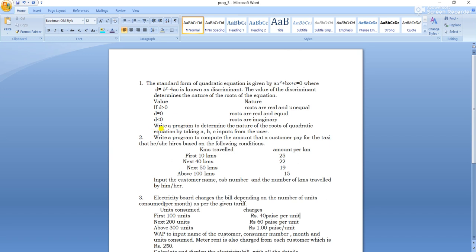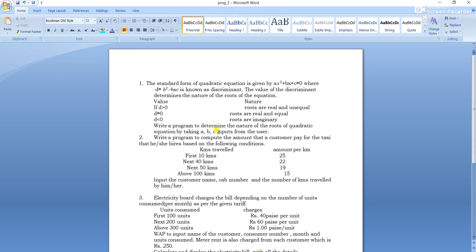Finally, they are asking us to prepare a program to determine the nature of roots. So this is the nature of the roots for the quadratic equation by inputting A, B, C. We'll prepare the program for this. Very first, we need to input three variables. The three variables are A, B, C. Into those variables we need to assign some values. Those values are the coefficient of x square, the coefficient of x, and a constant.